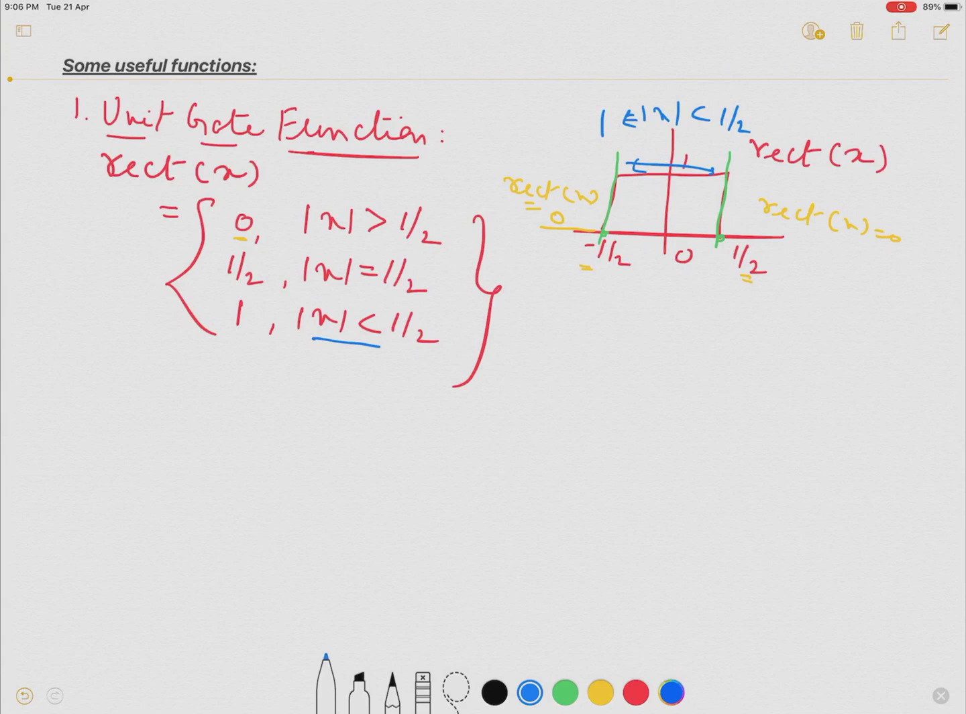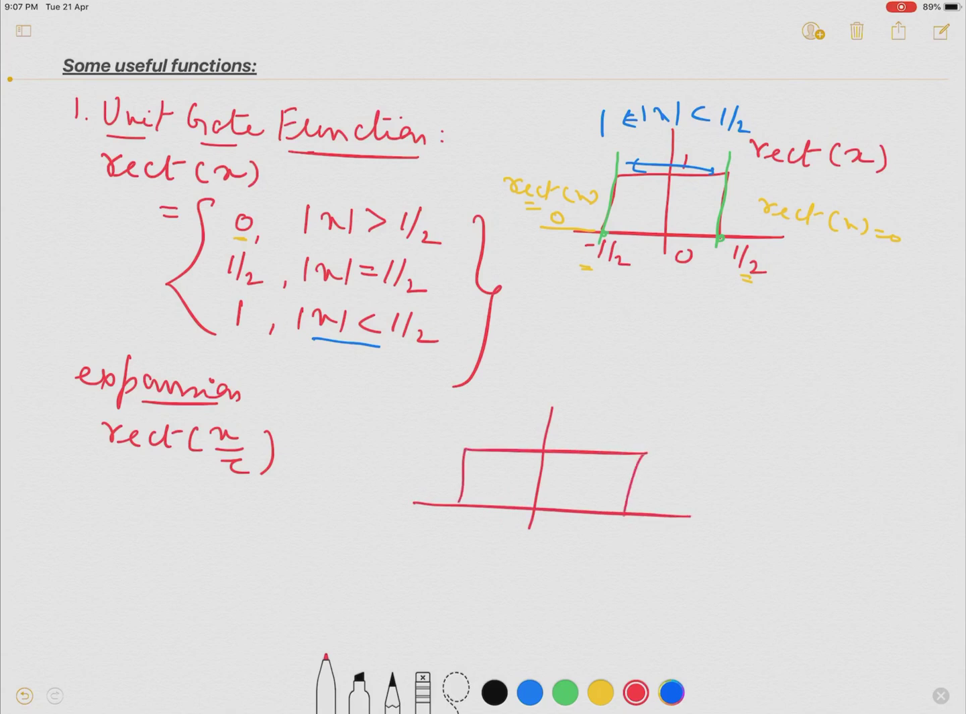Now we will do a simple exercise, that is expansion. Let's say we want to sketch rect of x by tau. So how will we draw it? This expansion factor will be multiplied, and it will give us tau by 2 to minus tau by 2. Again it will be centered at origin with height 1. Okay, and this horizontal axis is again x. Clear? So this is rect of x by tau.